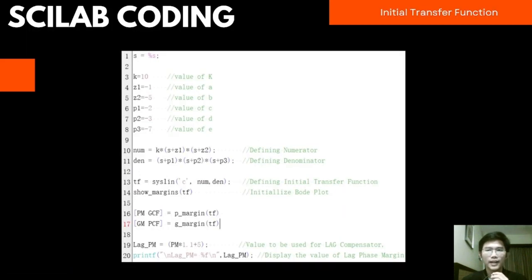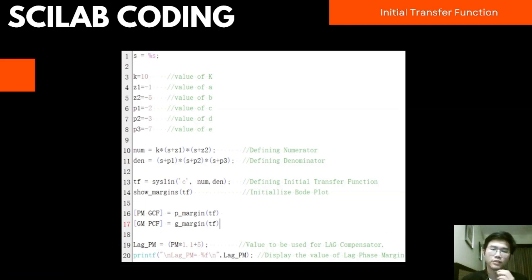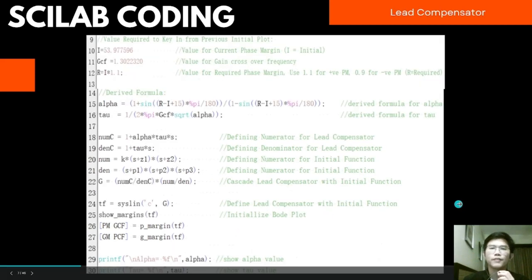Next, for Scilab coding, this is the coding for the initial transfer function, where we just need to plot the Bode plot. And for your information, line 19 and line 20 are useful for us to construct the lag compensator later on. Next, we will have the lead compensator.